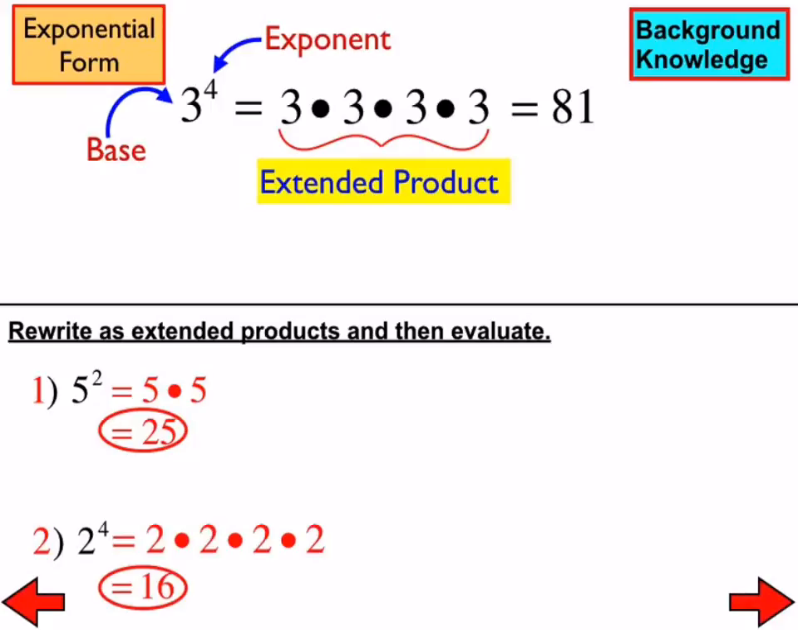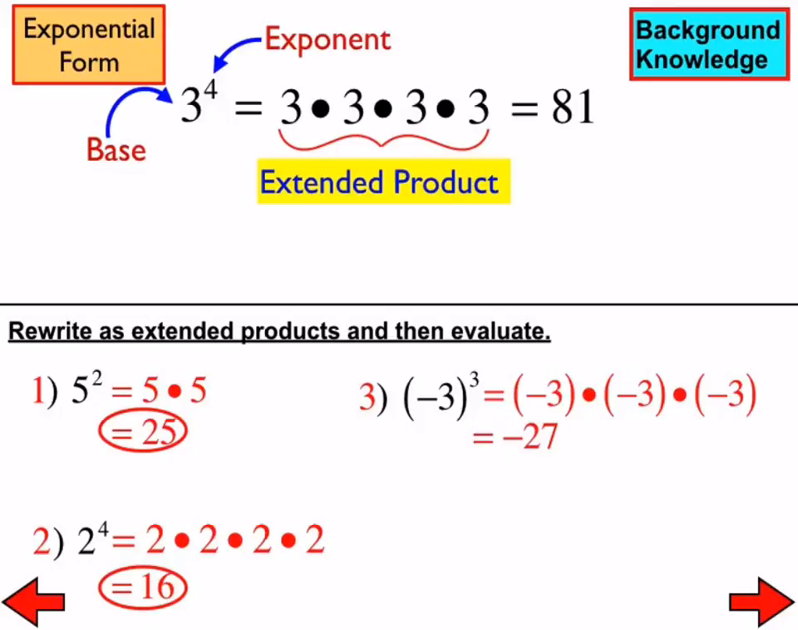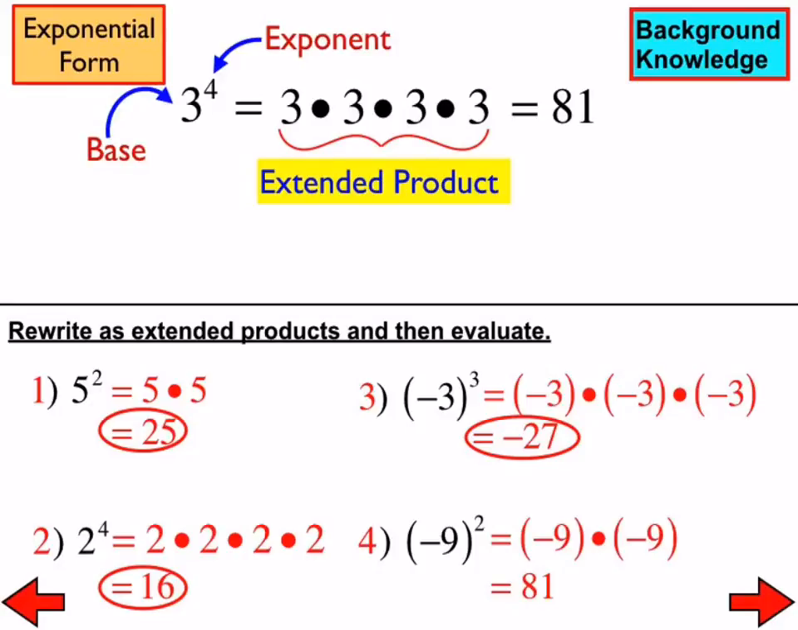which of course is 16. I saw some of you in number 3 not put parentheses around the base, and if there are parentheses around the base in the original problem, you really should put parentheses around the base when you're writing it out as an extended product. And you will see in a couple of minutes why that really is very important. A lot of times it has more to do with the sign of the answer. But we should get negative 27 when we evaluate that. And then number 4, negative 9 in parentheses to the 2nd power is, of course, negative 9 in parentheses times negative 9 in parentheses, which is positive 81.